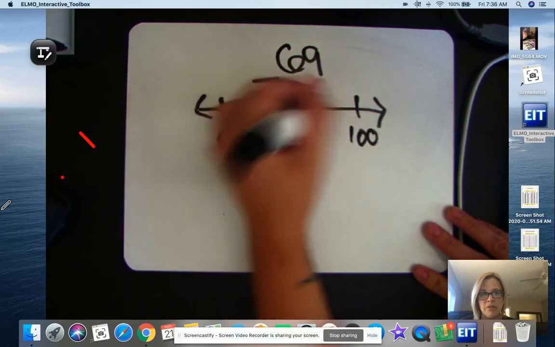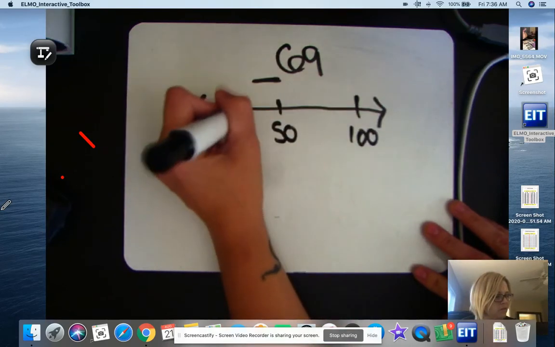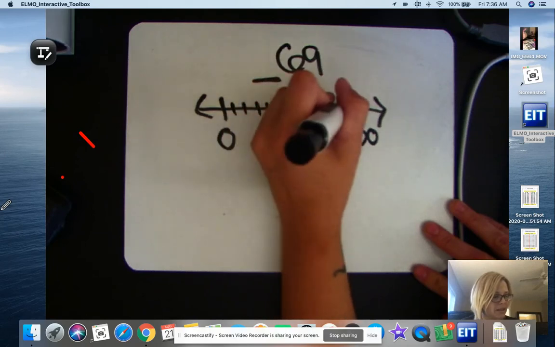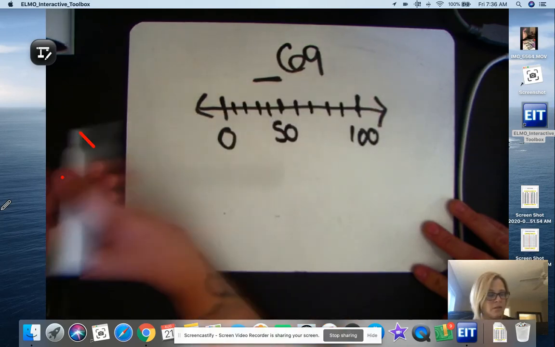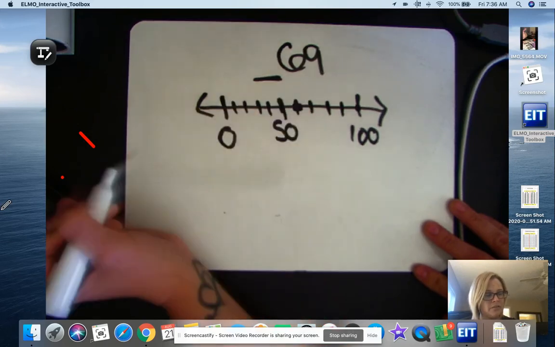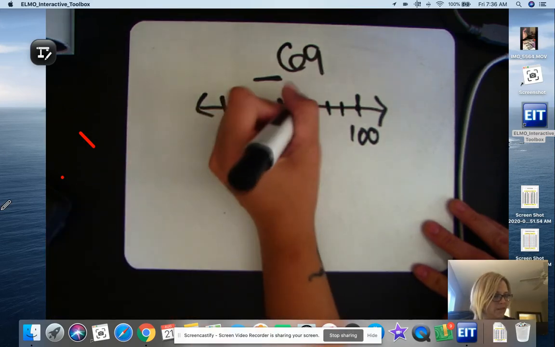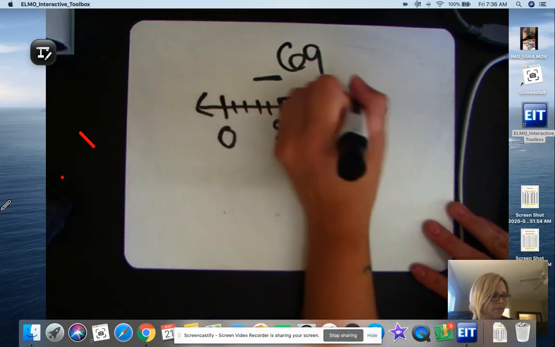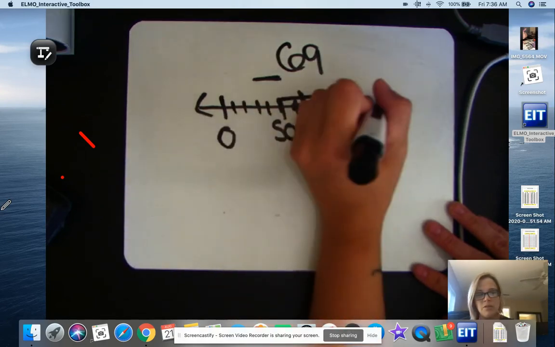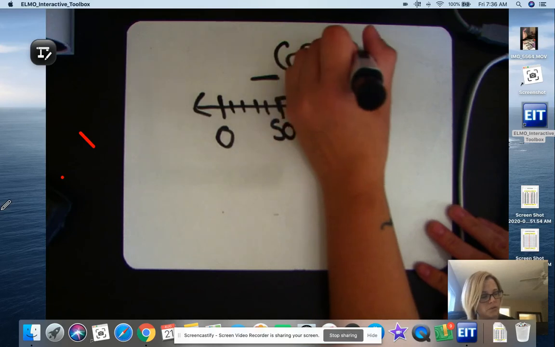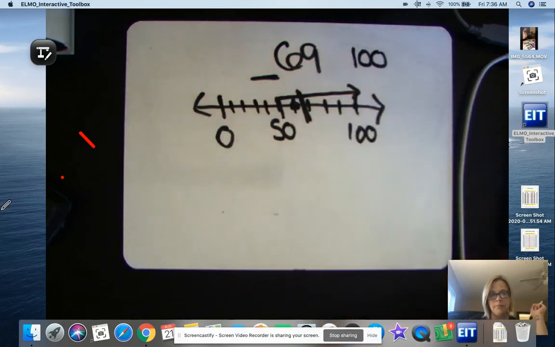So let's mark our tens out. 10, 20, 30, 40, 50, 60, 70, 80, 90, 100. So I've got 50, 60s right here, and then 70s. So my number is going to be somewhere about right here. Because it is right of 50, we're going to round up to 100. 69 is close to 100.